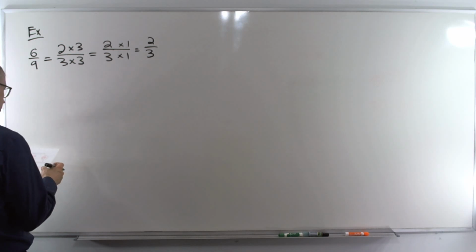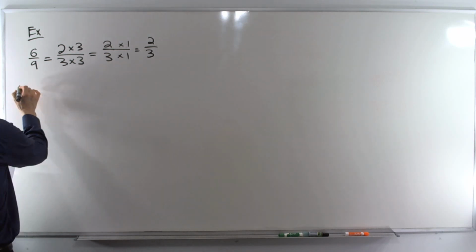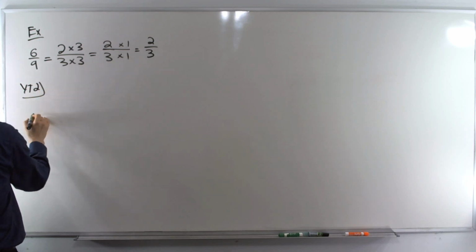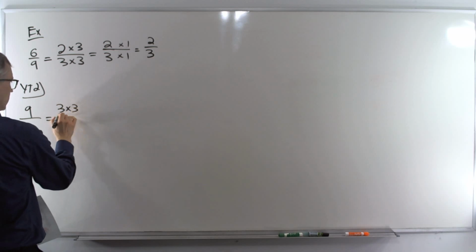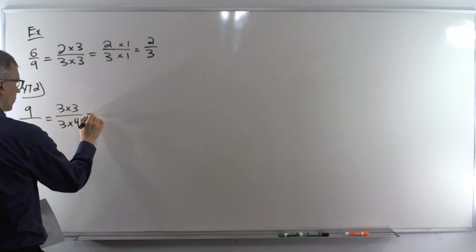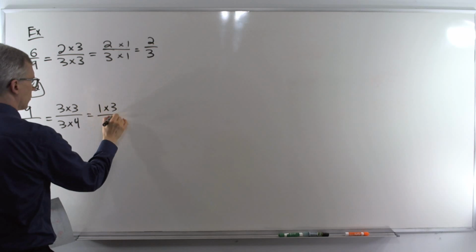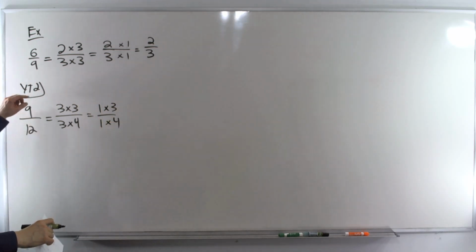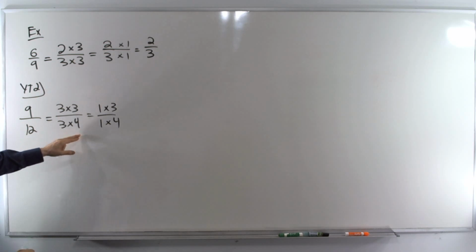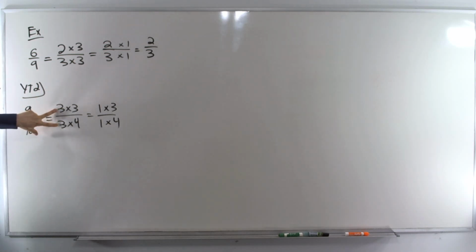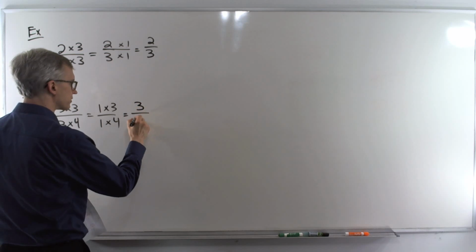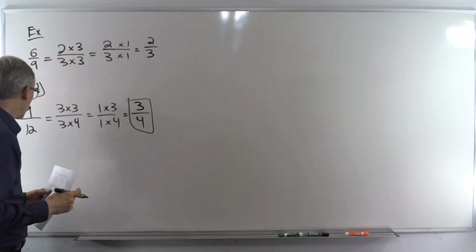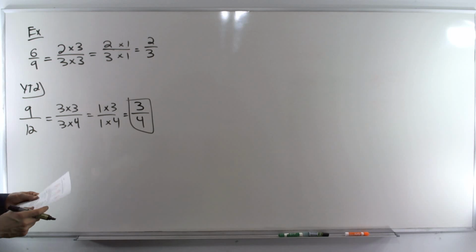Your turn, number 2. Change 9/12 to have a denominator of 4. So 9 can be broken up into 3 times 3, 12 into 3 times 4. The 3's here will cancel, meaning they turn into 1's. Then multiply straight across. 1 times 3 is 3, 1 times 4 is 4. So 9/12 and 3/4 represent the same fraction.